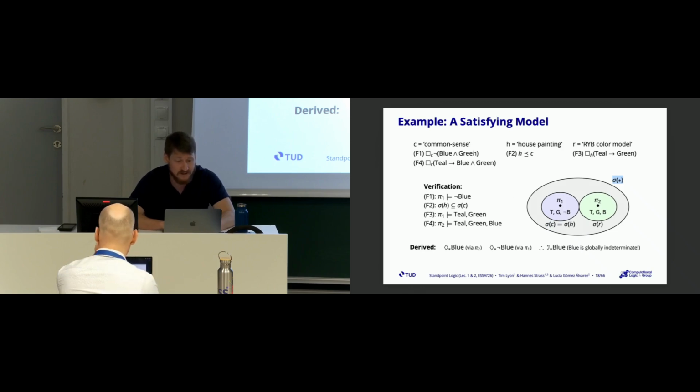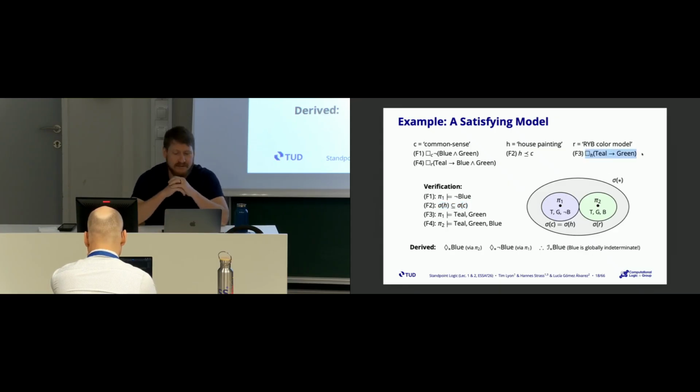Now, it's not hard to see that all these formulae are jointly satisfied. We know, for instance, that at every precisification according to standpoint C, which is just pi1, blue is false. So from standpoint C, it's not the case that some object is both blue and green, because in this precisification some object is green but not blue. We have that H is sharper than C in this model, because I've made their interpretations equal. So by the semantics, the interpretation of H is a subset of the interpretation of C.